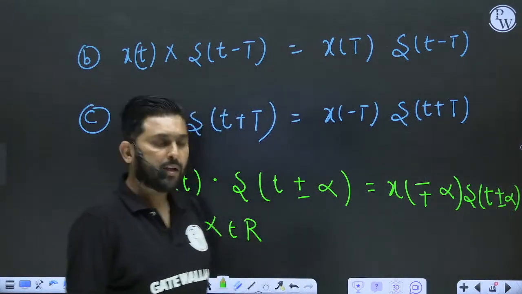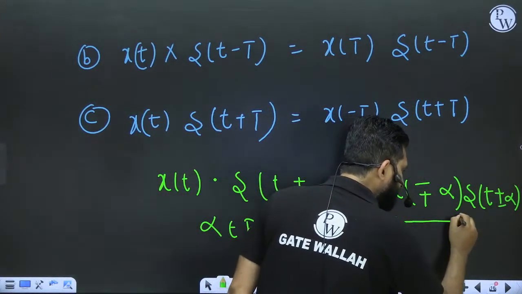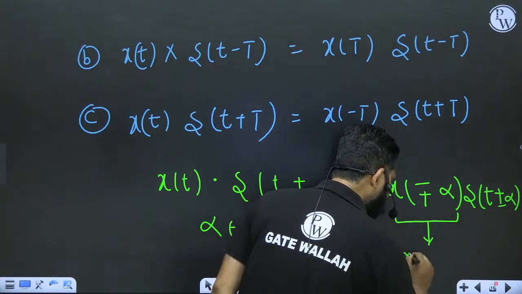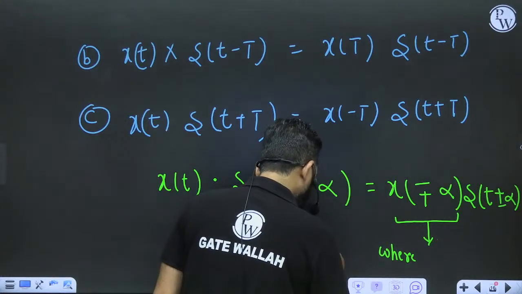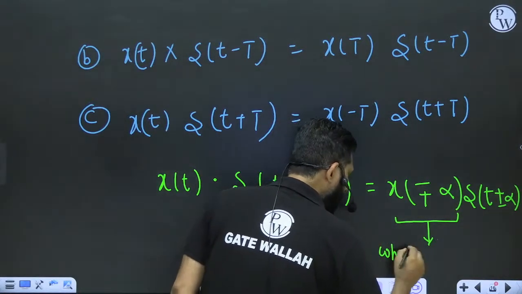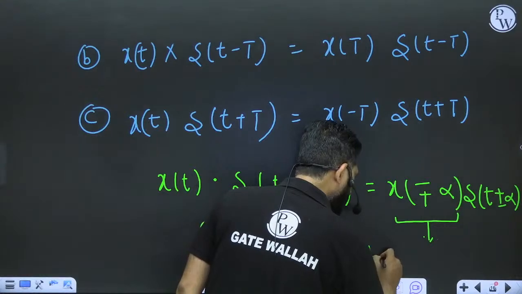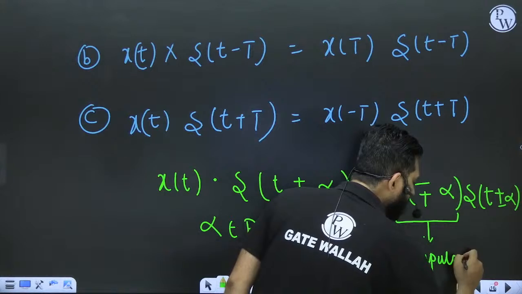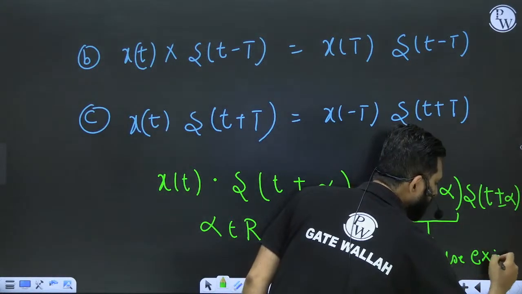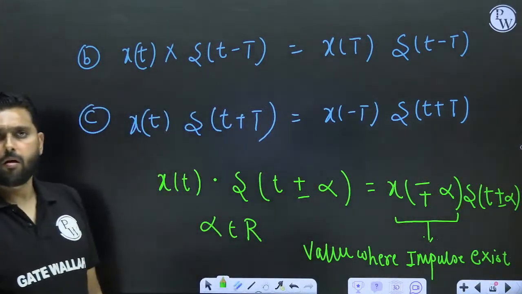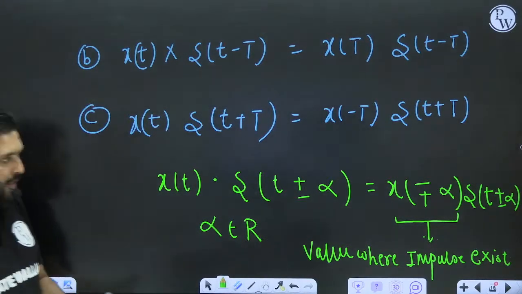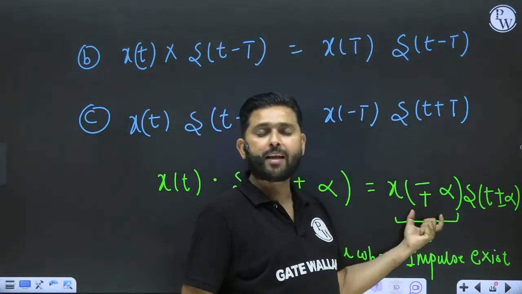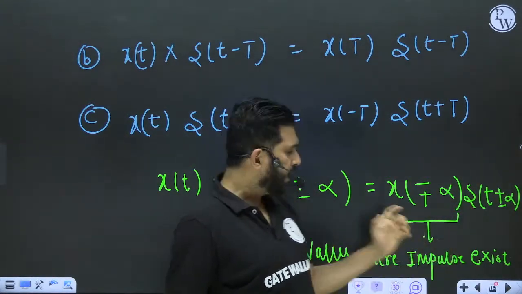Do you understand my point or not? See here, this is the value where the impulse exists. That's the meaning. And this is the value of the impulse, so if you take the area under the curve, the impulse value is this one. That is the very important point.